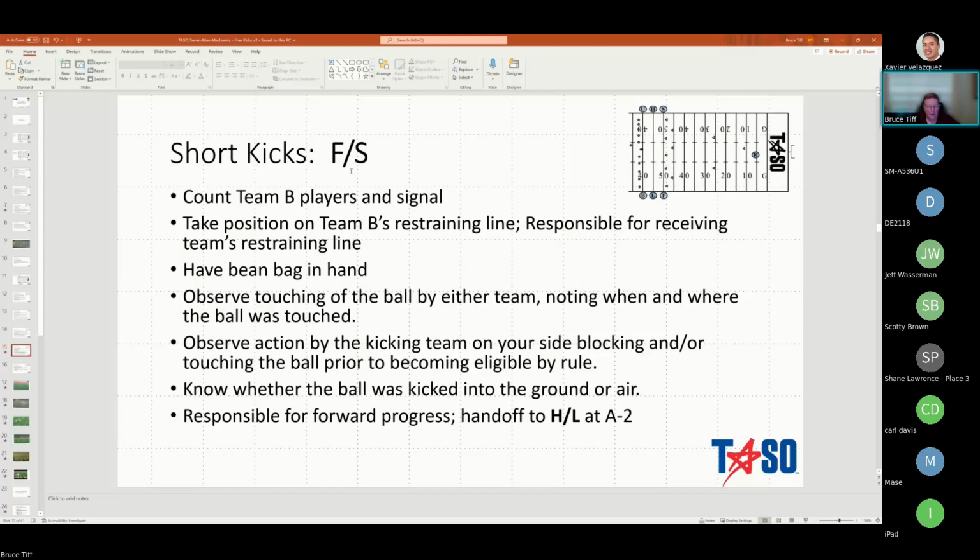You're going to look at action by the kicking team on your side, including blocking or touching the ball prior to becoming eligible by rule. And then know, just as important, whether the ball was kicked into the ground or the air. And now this is where that reversing is. You're going to be responsible for forward progress all the way to the A2, and then you'll hand that off to the H and the L.